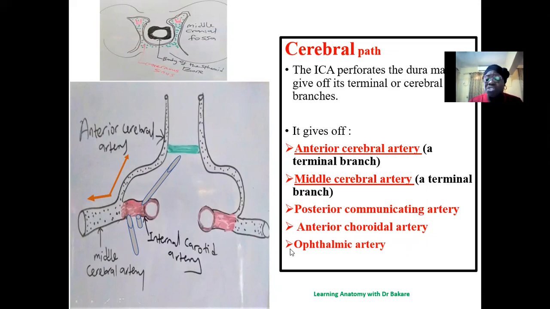Then we have the posterior communicating artery, which tends to connect the middle cerebral artery with the posterior cerebral artery. The posterior cerebral artery is a branch of the basilar artery. After giving off these three branches, they now finally terminate into two. And the two arteries they terminate into are the middle cerebral artery and the anterior cerebral artery.